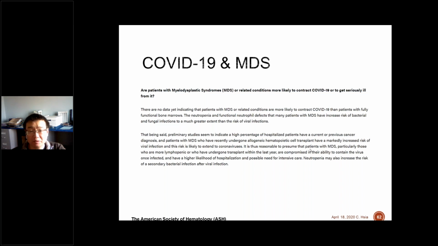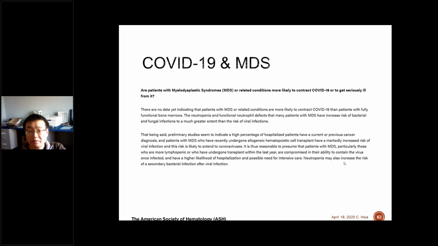It is thus reasonable to presume that patients with MDS, particularly those who are more lymphopenic, meaning those lymphocytes, remember we said are the white cells that fight viruses, if they're low, or who have undergone transplant within last year, are compromised in their ability to contain the virus once infected. So it doesn't increase your risk of getting the infection. You should still practice social distancing, washing your hands, and so forth. But once you get it, it's very difficult for those individuals to contain the infection. And so they have a higher likelihood of hospitalization and a need for intensive care.